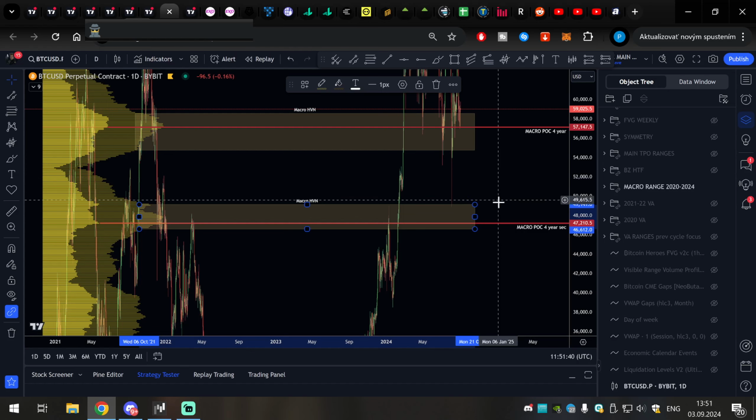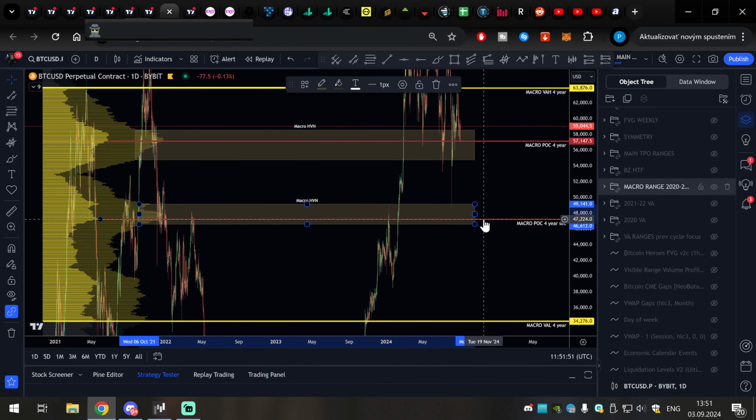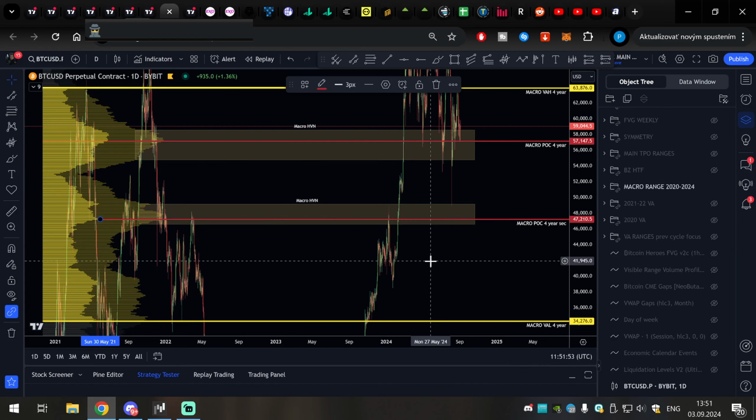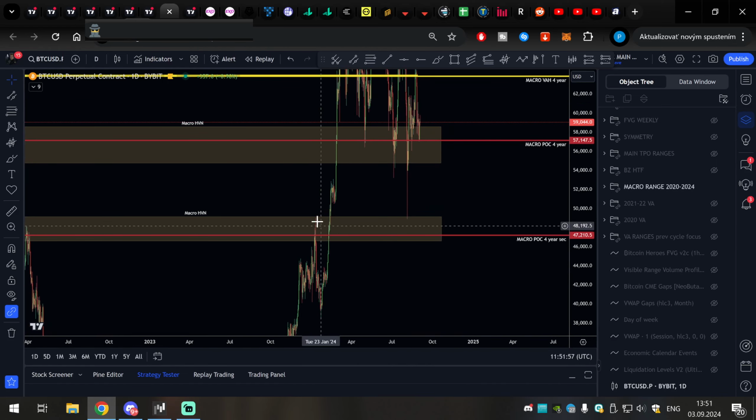For me, Bitcoin, this is inefficiency, but yes, I will still be looking for a retest of that 47,200 point of control for a nice reaction. So in the future, make sure to have an alert. This can be a crucial moment for you. And you see this was very big resistance in the past before we resumed to the upside.